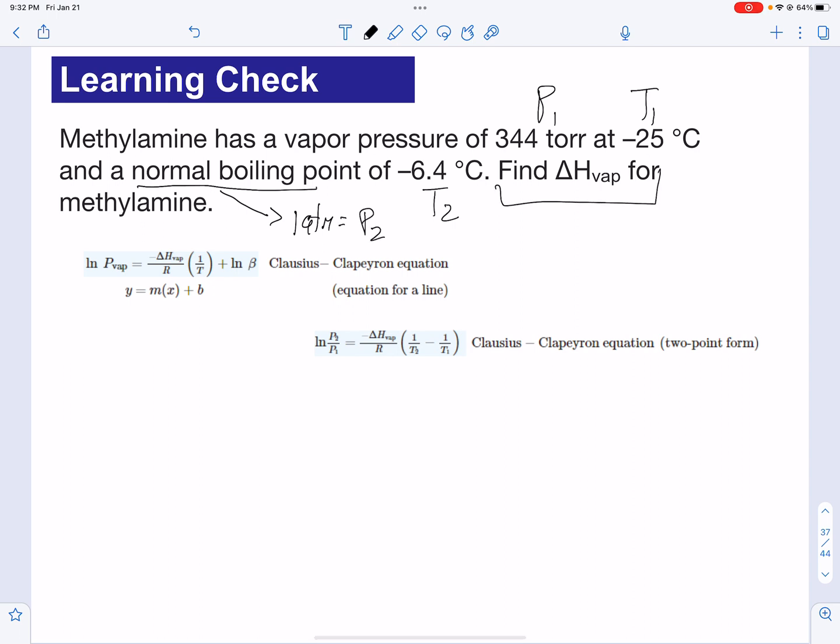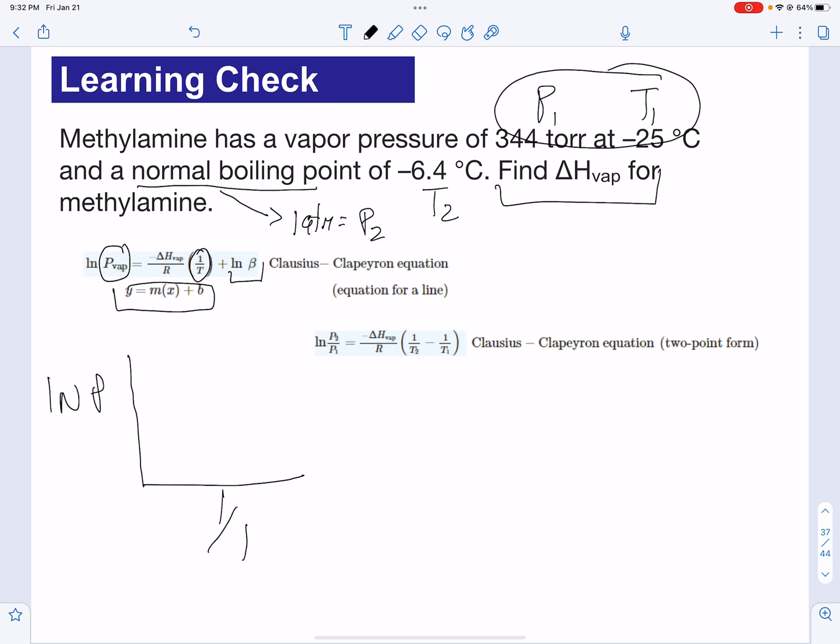Find the delta H of vaporization. There are two ways to do this. You can just take one set and plug P1 in there, and plug T1 in there. You don't know what this is, so you cannot just solve it like that. But since we know this follows a line, you can do ln P over 1/T.